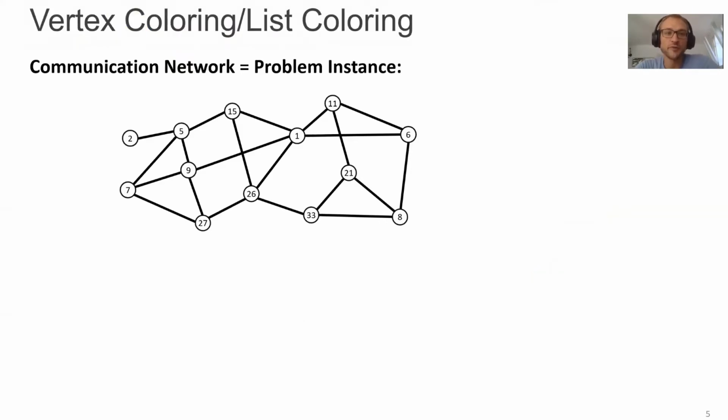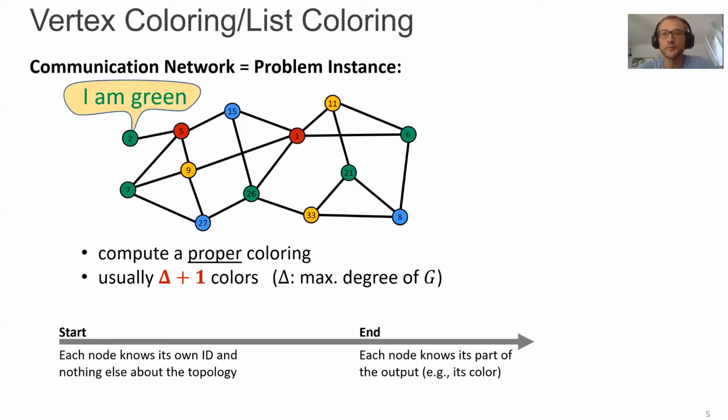And the problem that we want to solve here on this communication network is the standard vertex coloring problem, or sometimes the list coloring problem. So we want to compute a proper coloring, meaning each vertex should output a color such that adjacent vertices output distinct colors. And the crux here is that at the start, a node doesn't know the topology of the network and needs to communicate with its neighbors to coordinate its actions.